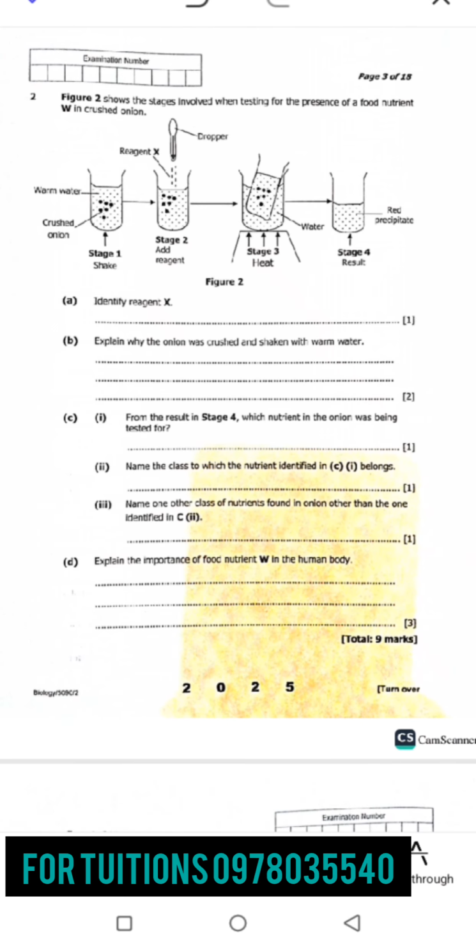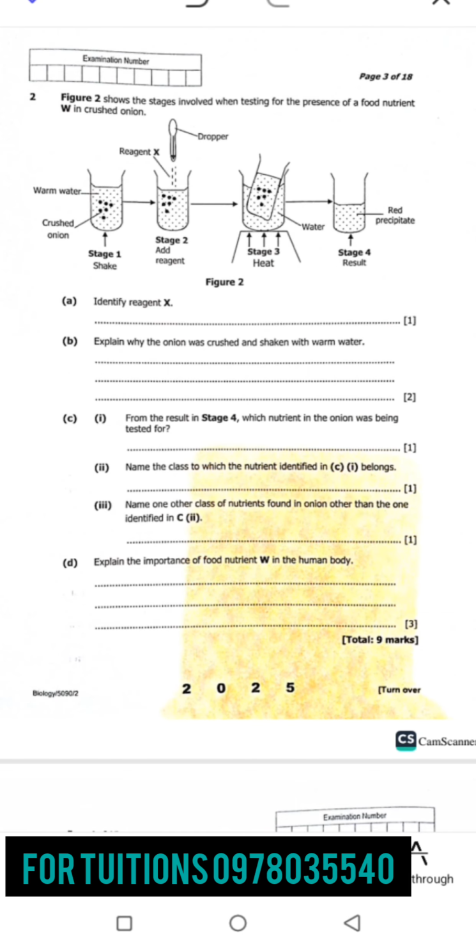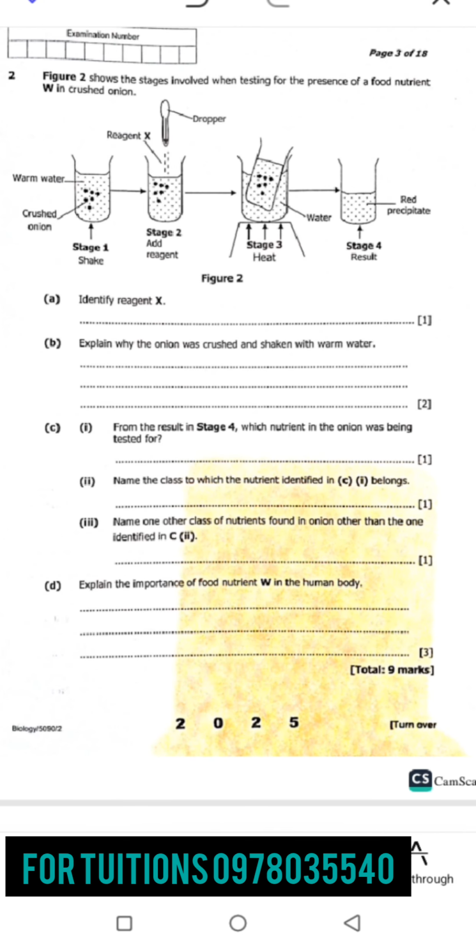The next question says figure 2 shows the stages involved when testing for the presence of a food nutrient W in crushed onion. Okay, so I have got water, crushed onion, reagent X, a dropper, and my final result is a red precipitate. So here, the thing which you search for first is the result. What result did this reagent produce?